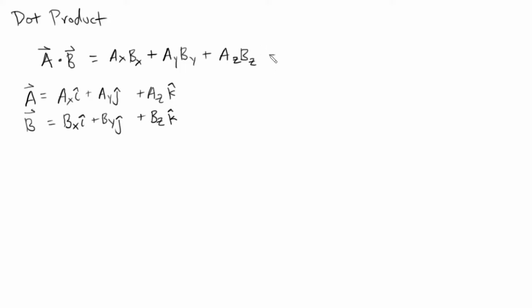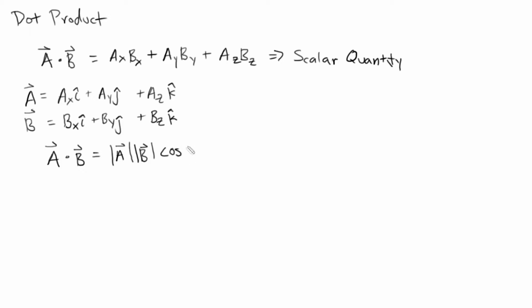And what you want to know about this is a scalar quantity. So you're converting two vectors into a scalar quantity. So this is not a vector, this is just purely a number. But the actual true definition, which might be useful when finding angles, is that A dot B is also equal to the magnitude of A times the magnitude of B times the cosine of the angle in between them.